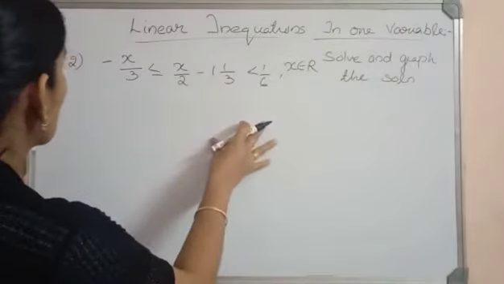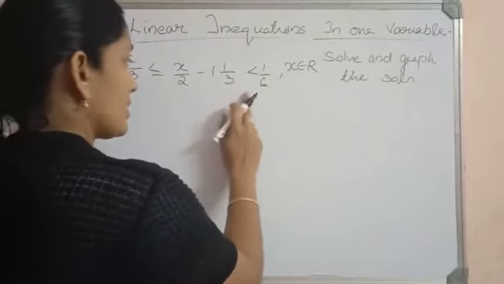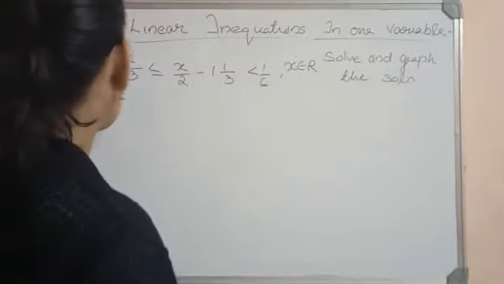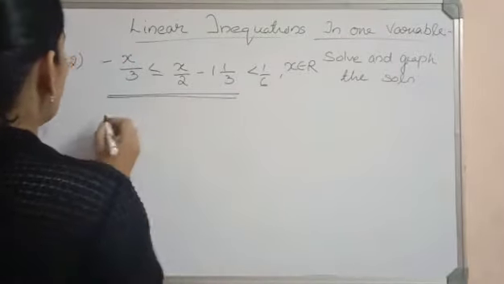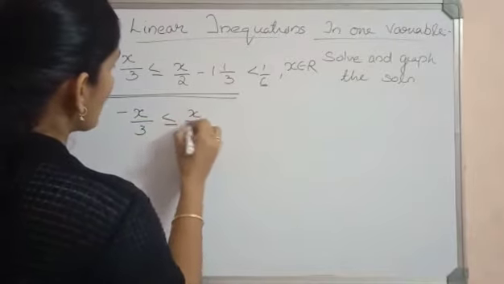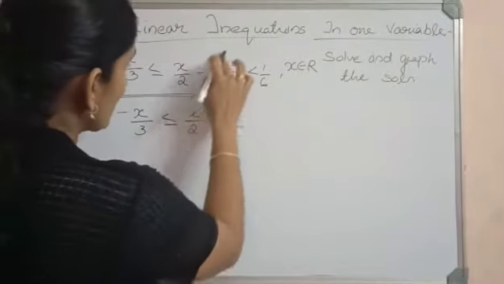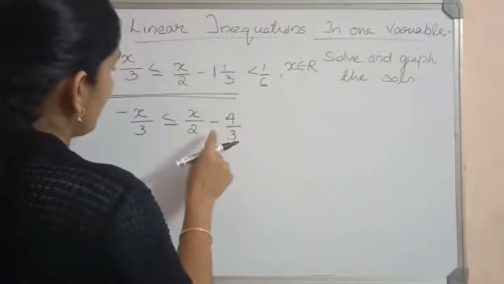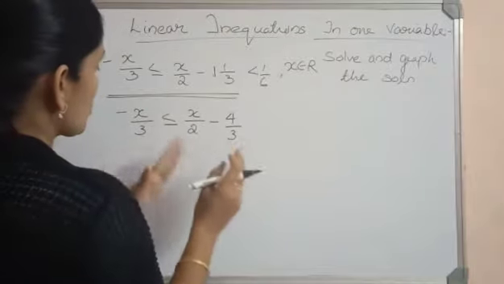Now look at the next question. Minus x by 3 less than or equal to x by 2 minus 1 by 3 less than 1 by 6. X belongs to R. Solve and graph the solution set on the number line. So first let's consider the left side. We get minus x by 3 less than or equal to x by 2 minus 4 by 3. We have to convert this into the improper fraction, so we get minus 4 by 3. Now bring all the variables to one side and the numbers to the other side.